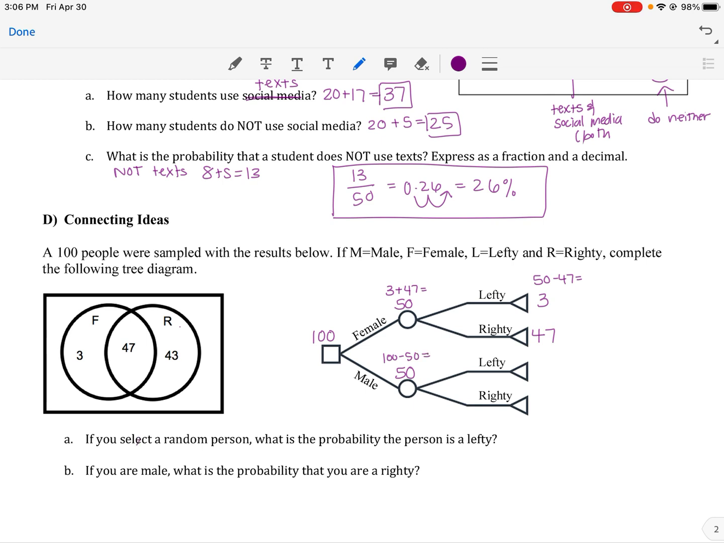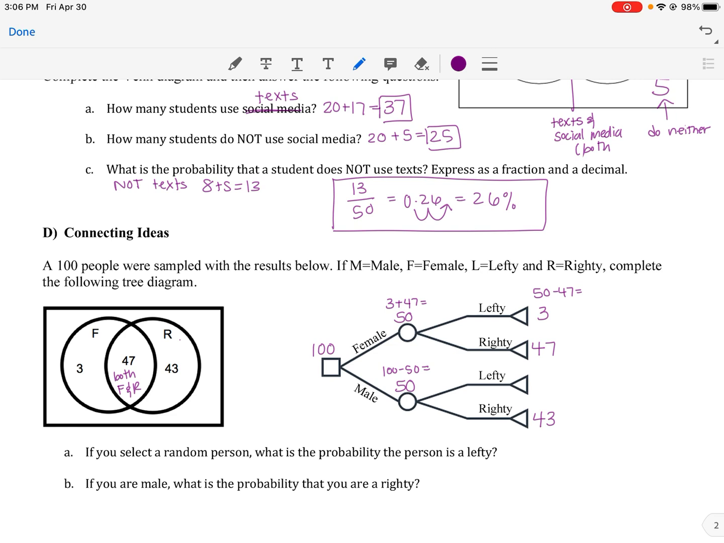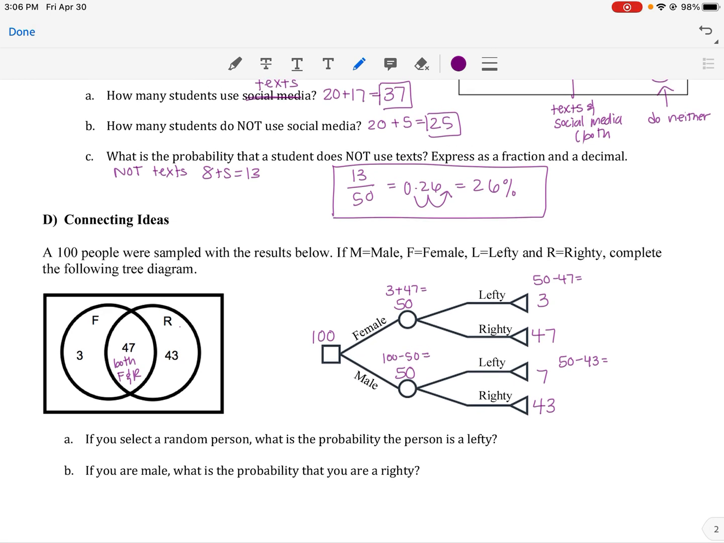Okay, which means, look here on the diagram, this part was both F and R. If we've got another 43 people that are righty, that has to be that they're male. So then up top here, we'd have 50 minus 43, and we'd have 7 people who are lefty and male. So let's take a look at the wording now.